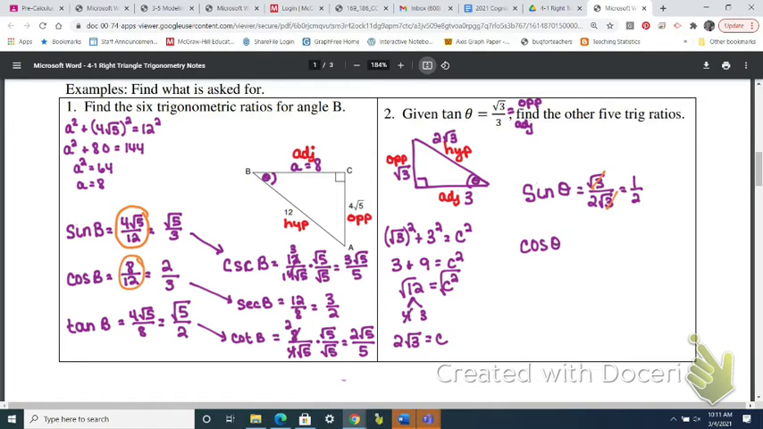Cosine of theta is 3 over 2 square roots of 3. Again, I have to rationalize the denominator. So I get 3 square roots of 3 all over 2 times 3. In this case, my 3's will cancel out. So I'm left with the square root of 3 over 2. And next is tangent. So that is just square root of 3 over 3. That's as far as that can go.